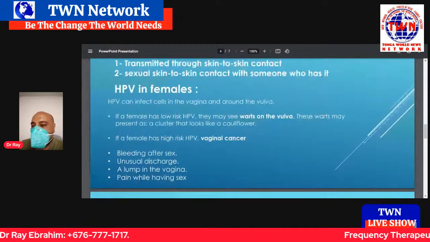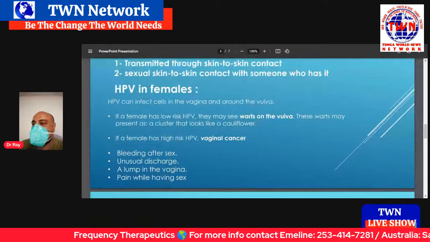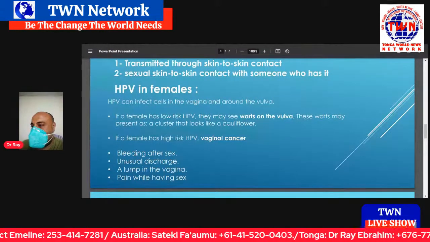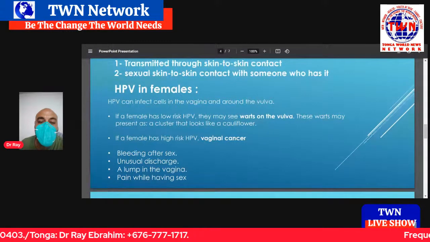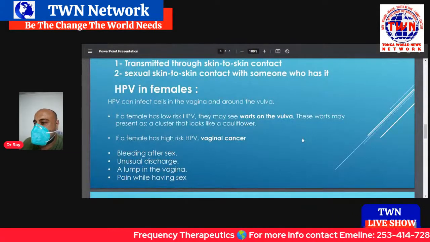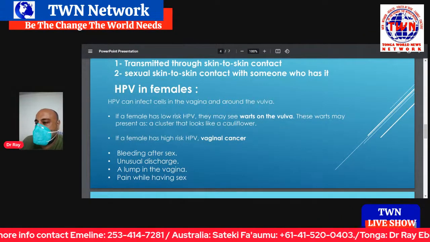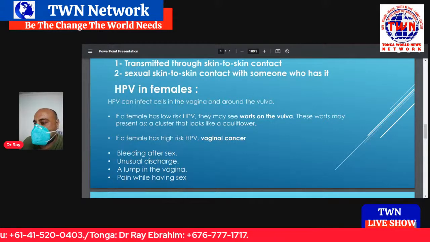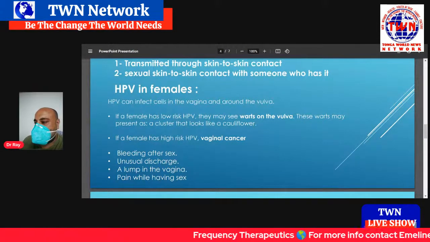So if we go to males, some types of HPV are associated with genital cancer, like anal cancer and penile cancer in men, though these cancer types are very rare. Sometimes it causes testicular cancer. The American Cancer Society estimated that in 2021 about 2,070 men were diagnosed with cancer because of the HPV virus in the genital area, like the penis, and also 3,150 men were diagnosed with anal cancer.